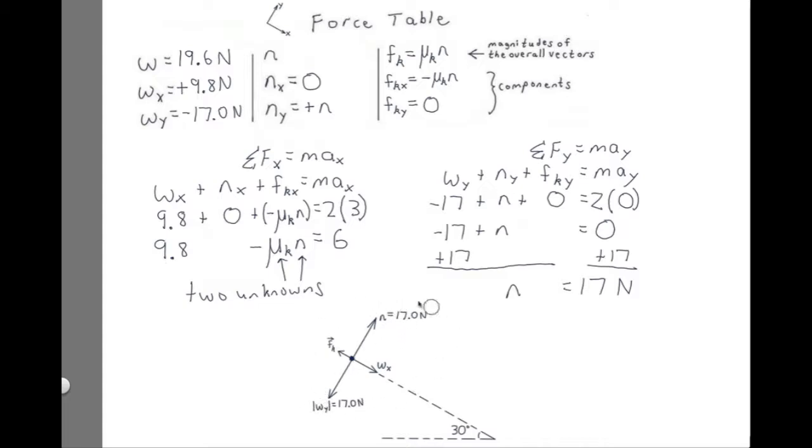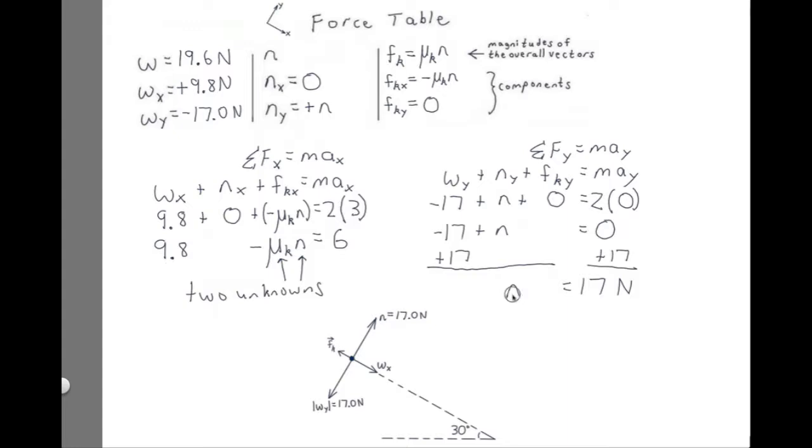Notice this is a version of the free body diagram where the weight force has been broken into components. Well, earlier we discovered that the magnitude of W sub y is 17 newtons. So in order to cancel W sub y, the magnitude of the normal force has to also equal 17 newtons, and that's the result that we got. So we can see that the size of this result makes good sense.